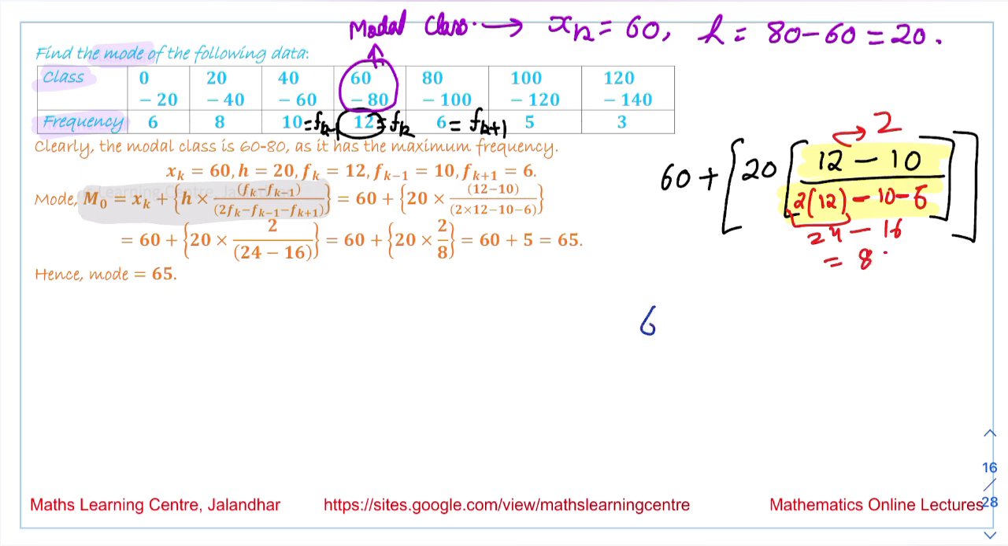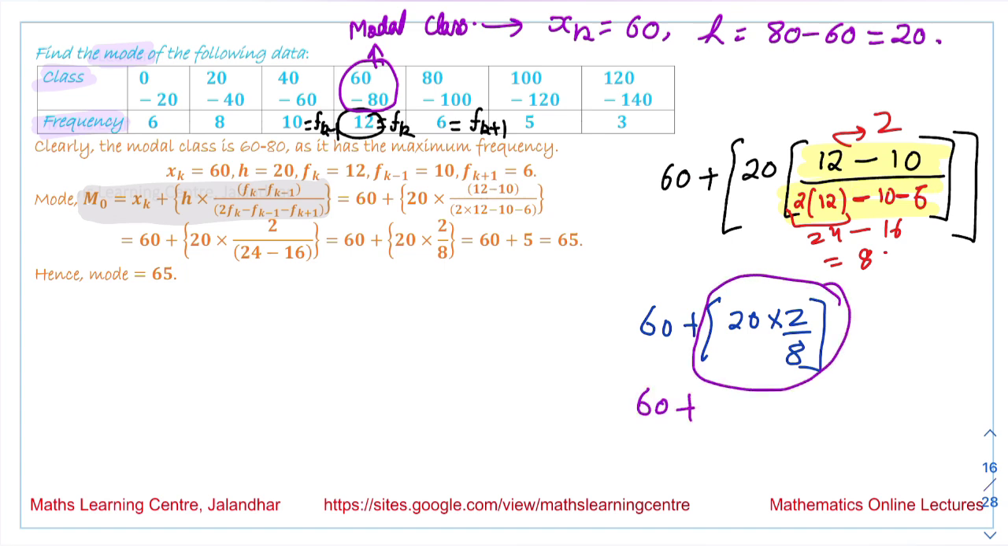So on solving this, we get 60 plus 20 into 2 by 8. On solving these values, the next thing we have to do is solve this bracket. So it is 60 plus 5, and the answer we obtain is 65. So we are saying the mode is equal to 65.